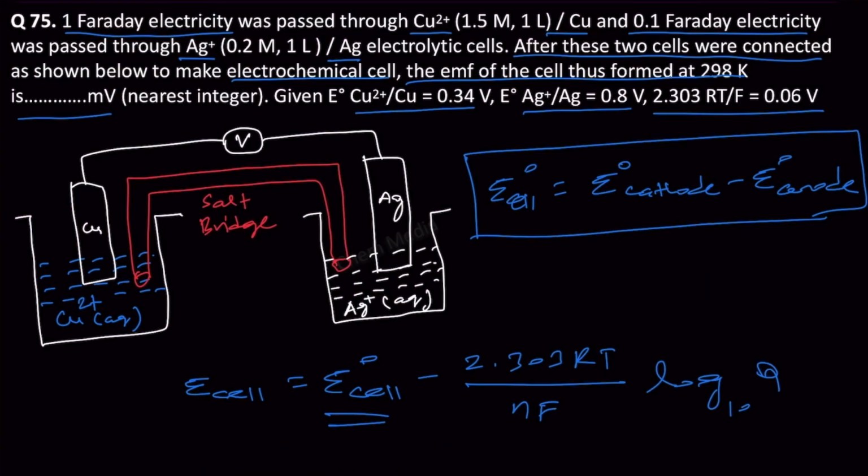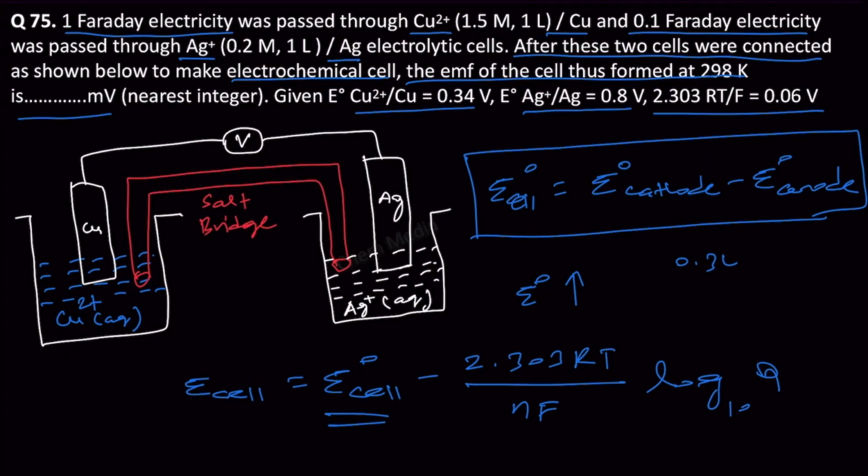Now, let us come to the actual problem. We figured out the new concentrations of Cu2+ as well as Ag+. Now, we need to figure out where the oxidation is happening and where the reduction is happening. The reduction potentials are given. We know that if the reduction potential is higher for a given species, what does it mean? It means it can easily get reduced. That means it is a strong oxidizing agent.